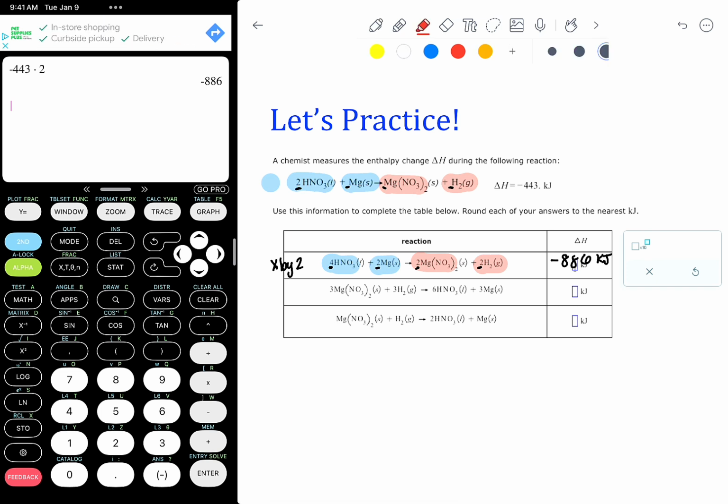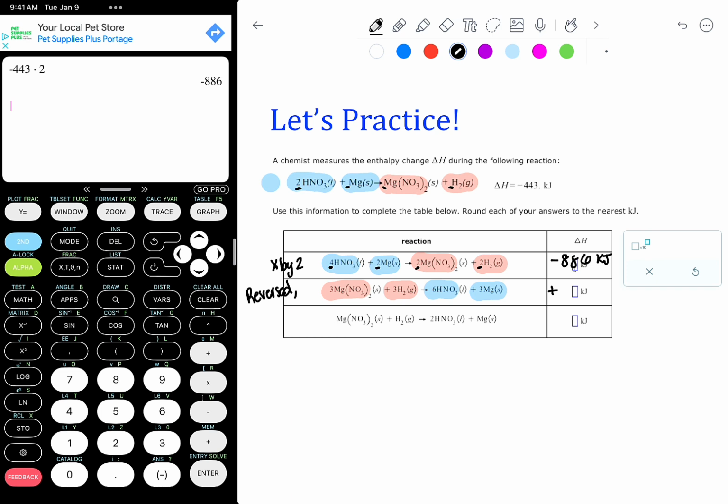Okay, let's look at our next one. Here, I have magnesium nitrate and hydrogen gas on my reactant side, and my HNO3 and my magnesium on my product side. So that automatically tells me that I reversed. So that's going to change the sign of my delta H. I'm automatically going to make that a positive.